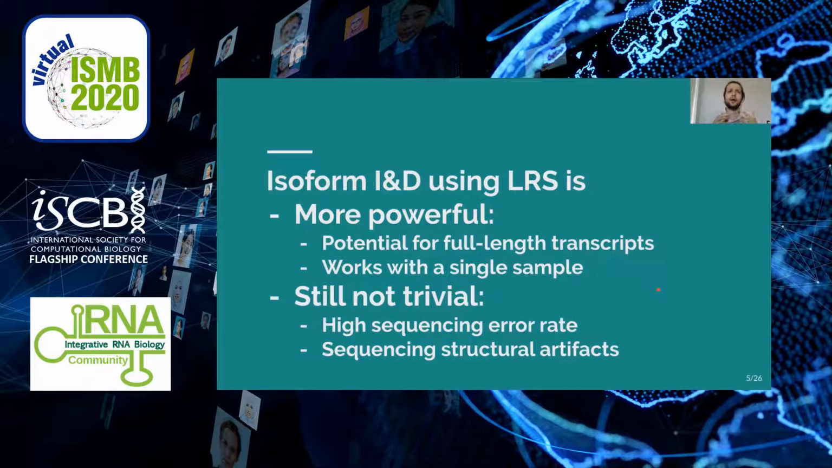So isoform identification and discovery, when it comes to using long-read sequencing, is a much more powerful technique. This is because of the potential for full-length transcript sequencing and the ability to work with even single samples. However, this is not a trivial problem. This is because of the high sequencing error rate and sequencing structural artifacts that are common in long-read sequencing.